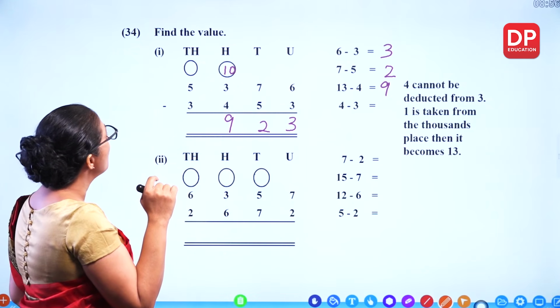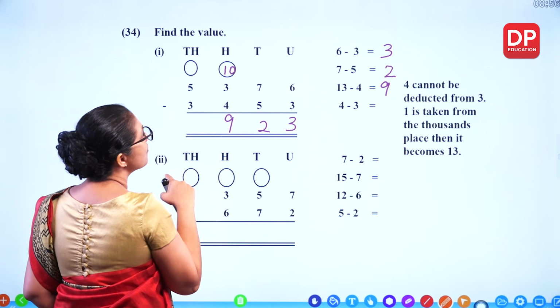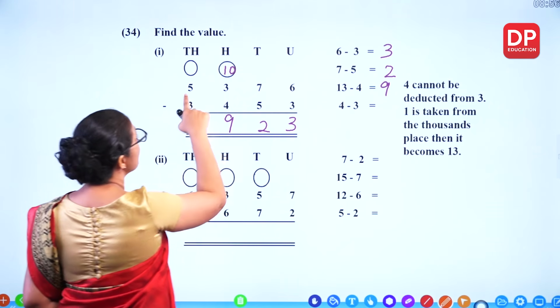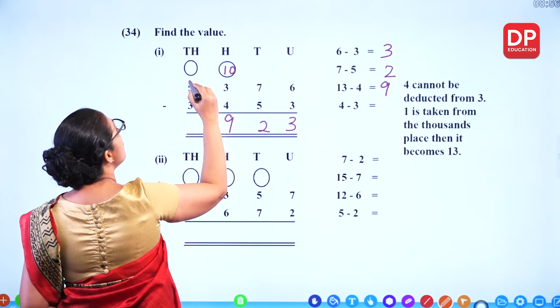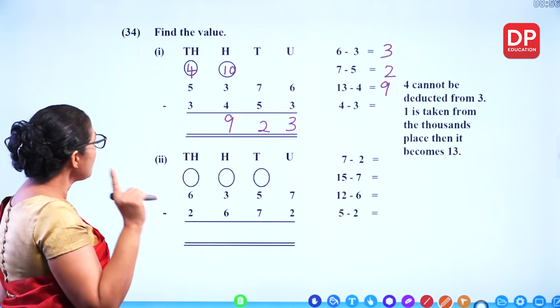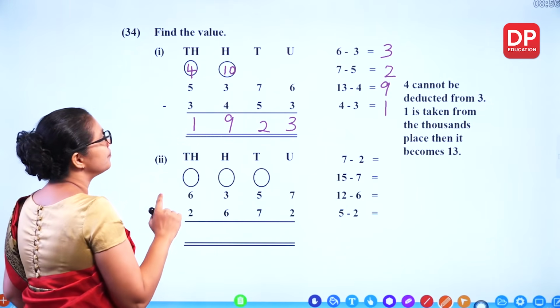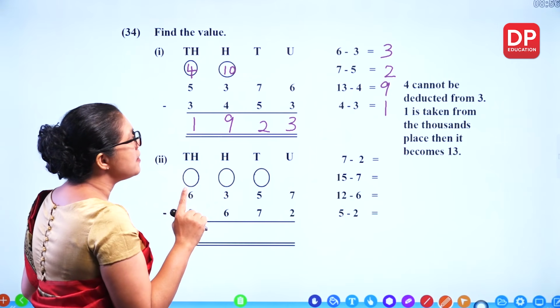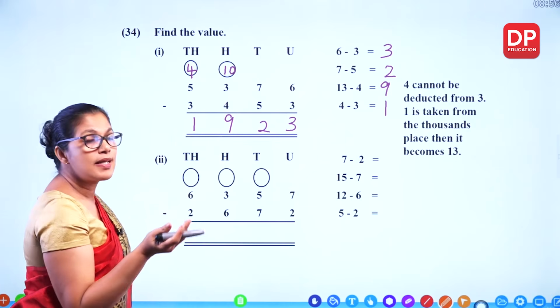Now what's 5 minus 3 now? That's not 5. Why? We have taken 1 from there. So this becomes 4 now. 4 minus 3, you get 1. So 4 cannot be deducted from 3. 1 is taken from the thousands place. It is 13.